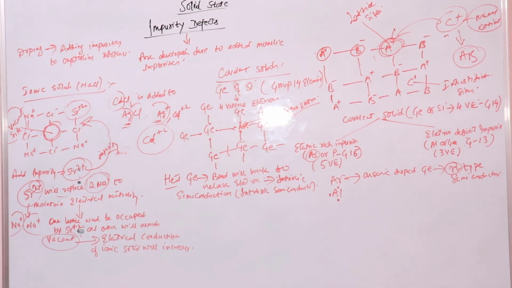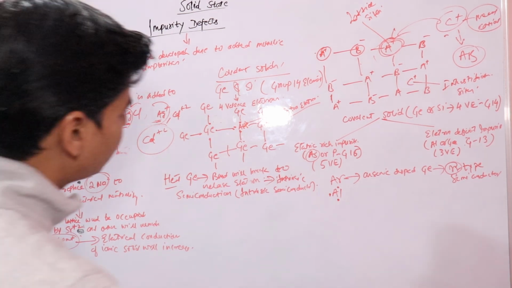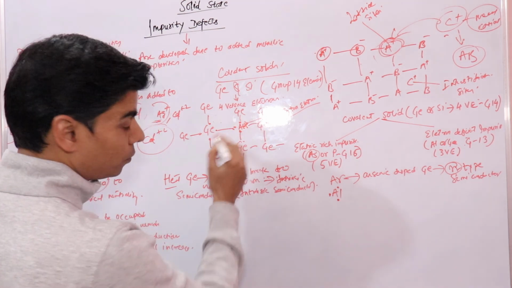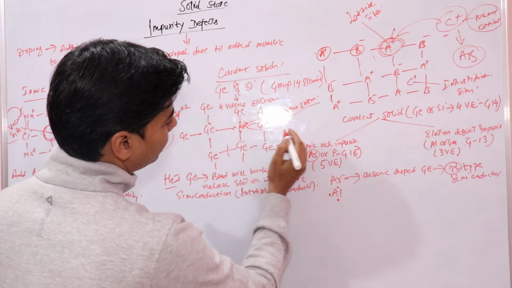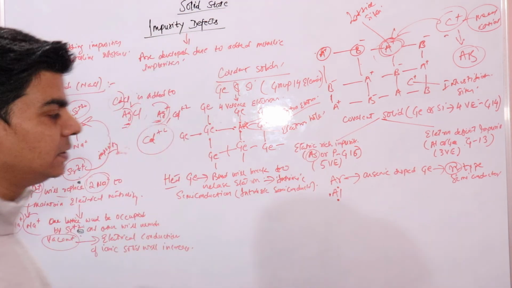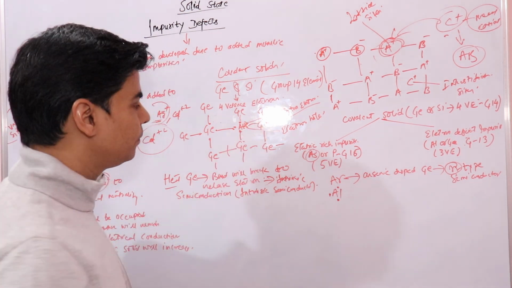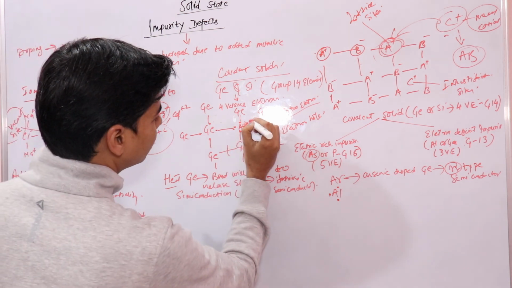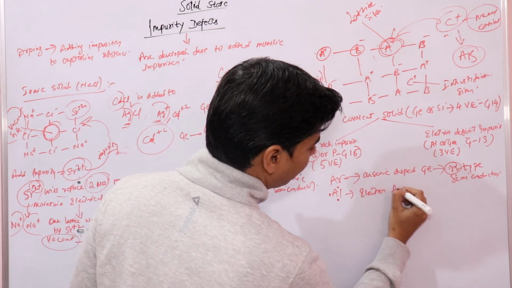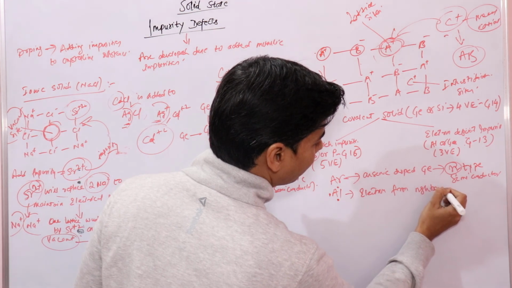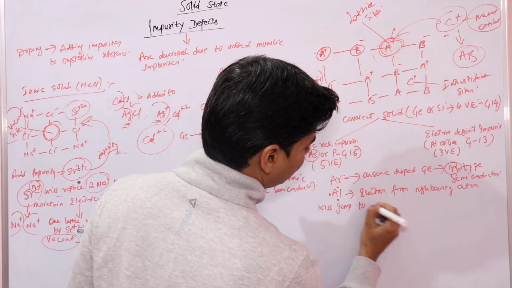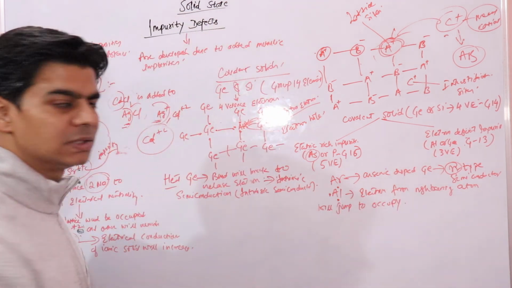Since this is vacant, this should be occupied by an electron. Now since there is no electron, we call it an electron hole or electron vacancy. To take the place of this vacancy, an electron from a neighboring atom will jump to occupy this vacant site.